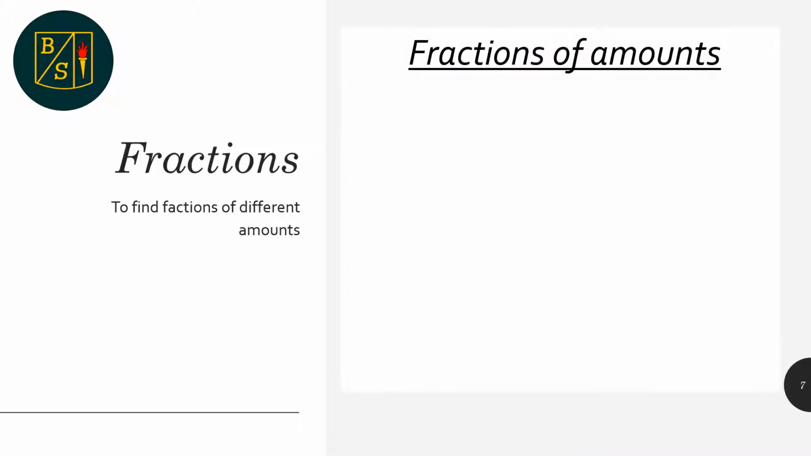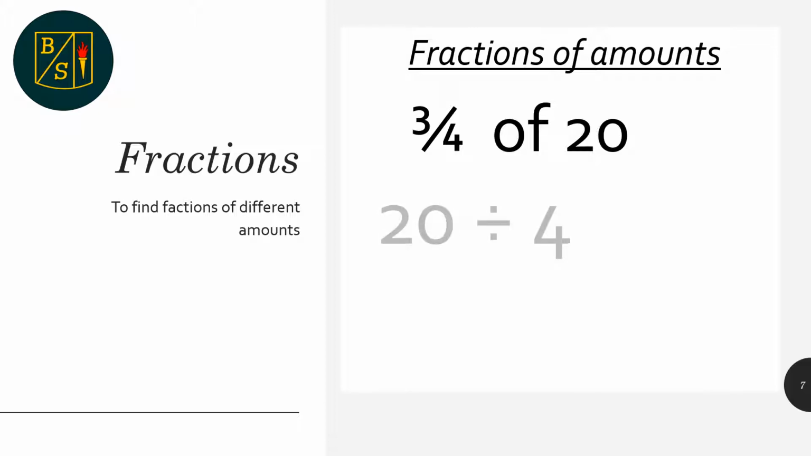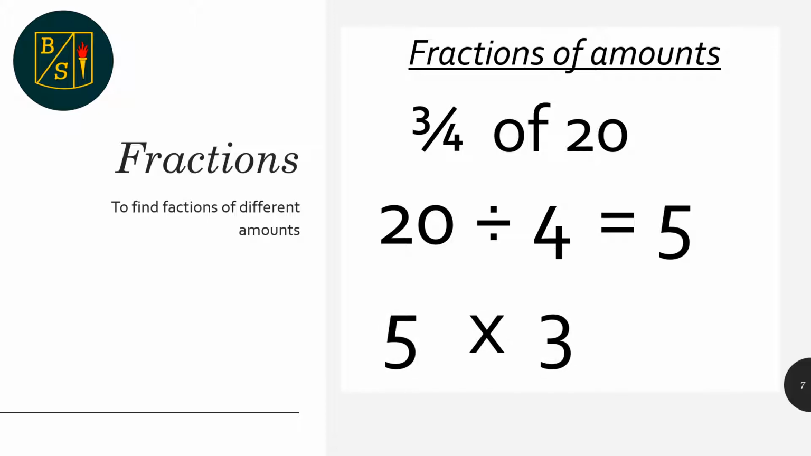Here's an example of how it might look. If the children were asked to find 3/4 of 20, we would ask the children to divide by the denominator. So in this case is 4. This would give them the sum of 20 divided by 4 to give them the total of 5. They then must take the 5 and multiply it by the numerator, which in this case is 3. That will give them the final total answer of 15.